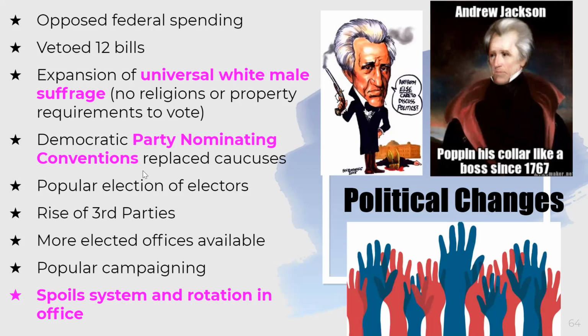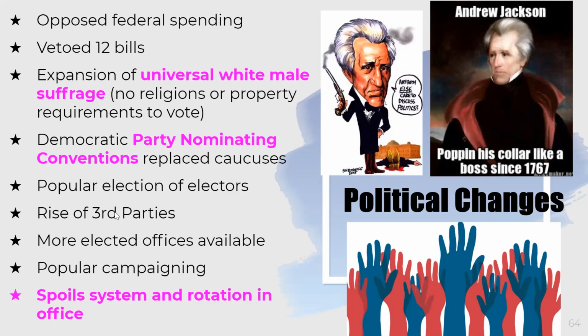The election of electors is a big thing. The rise of third parties. Your book, I think, specifically mentions the Masonic Party and the Working Men's Party. The Working Men's Party is probably the more well-known one because it's a great example of the fact that common people are starting to take the initiative to get their voices heard. They felt very empowered under Jackson, that they had the right to get their voices heard.